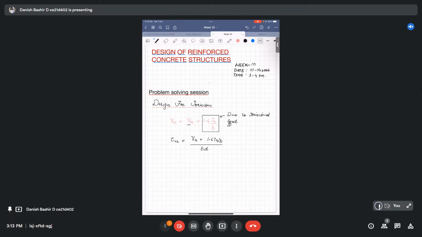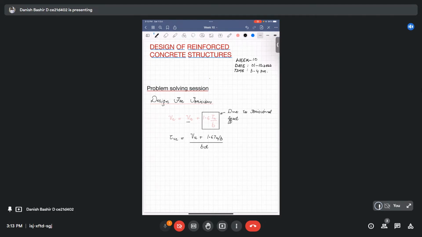IS code says, it will be a bit difficult if I do not discuss this formula first. IS code says that if there is torsional effect also, the effective bending moment that you have to consider on the section, Mt, will be given by this formula. It is Tu times (1 plus D by b) divided by 1.7, where D is the gross depth and b is the width of the section.